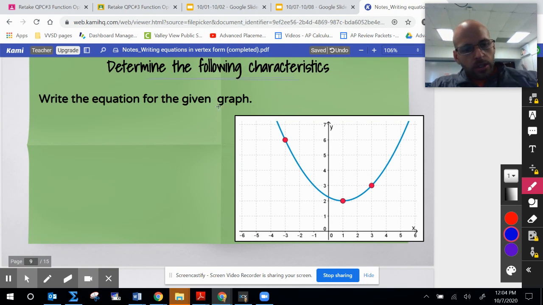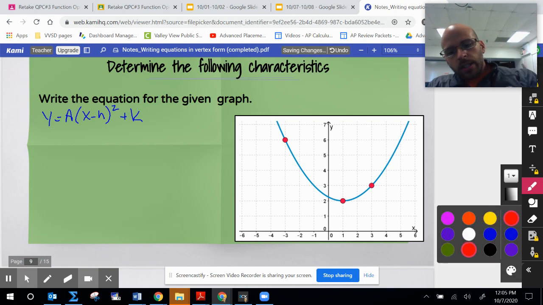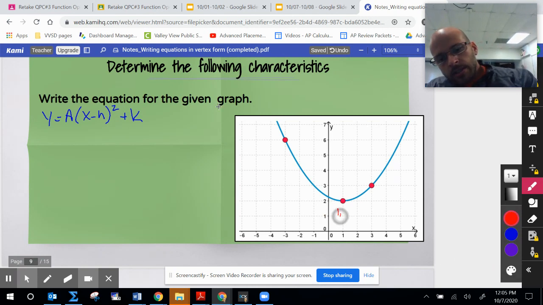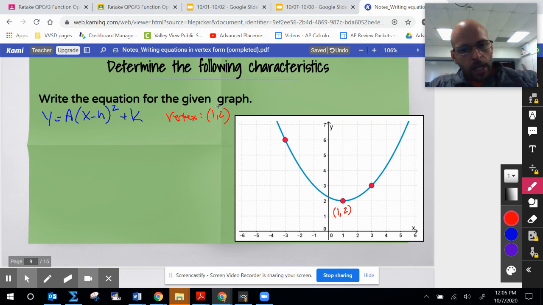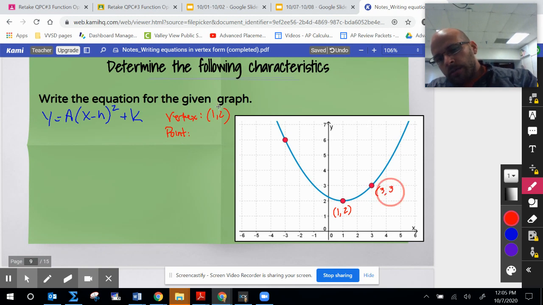All right, so I'm going to start with my formula, just like before. I'm going to find the coordinates for this vertex. So my vertex is at 1, 2. I need to pick one of those other points. It doesn't matter which one you pick. I'm going to use the one on the right here, 3, 3.